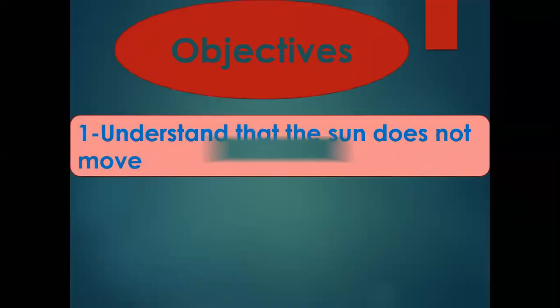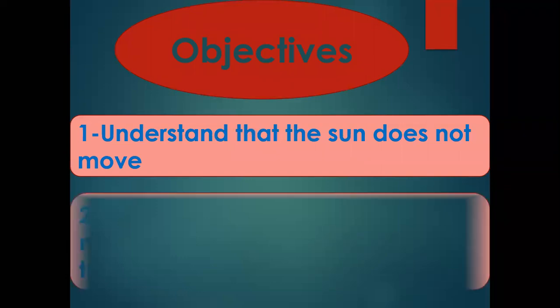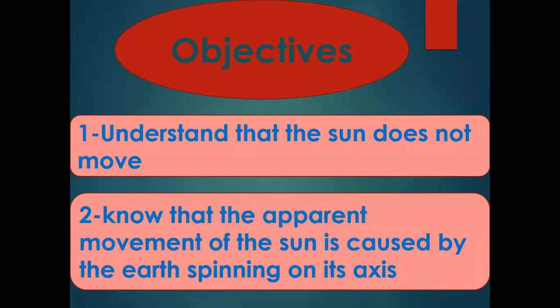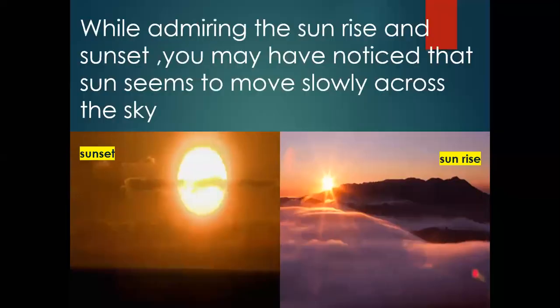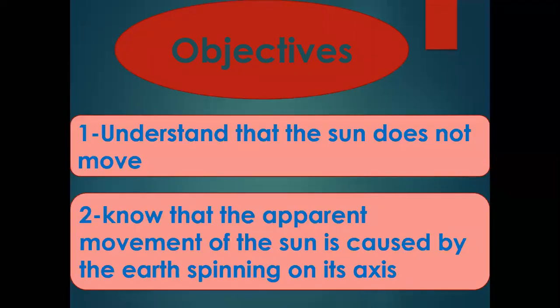Okay, students? Our objectives for today. First one, we will understand that the sun doesn't move. Number two, we will know that the apparent movement of the sun is caused by the earth spinning on its axis. Okay? Good. We will learn together and know that the apparent movement of the sun is caused by the earth spinning on its axis.